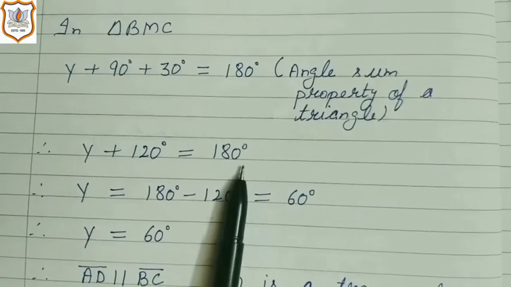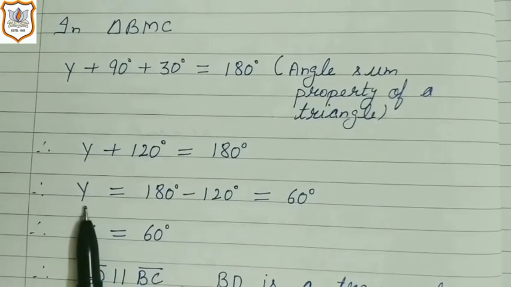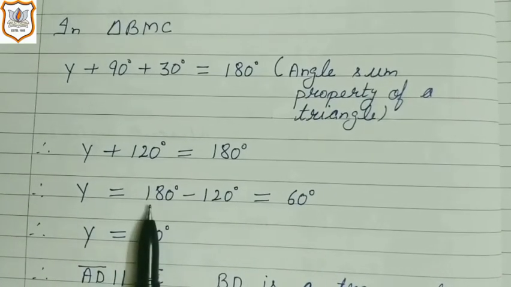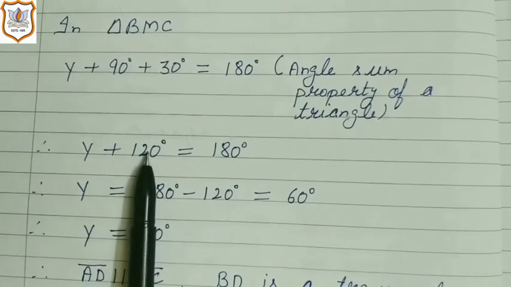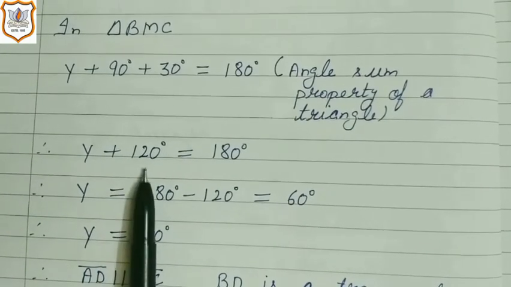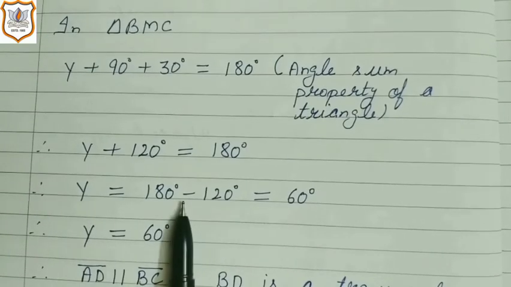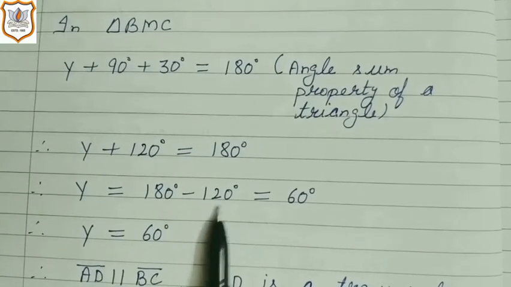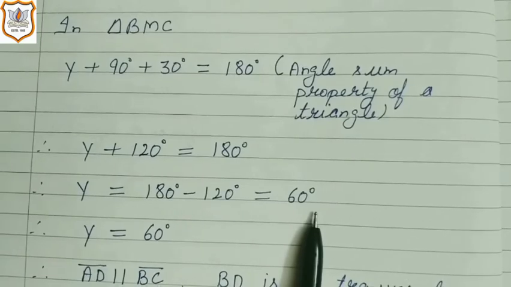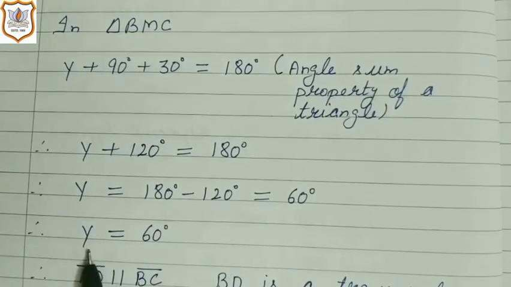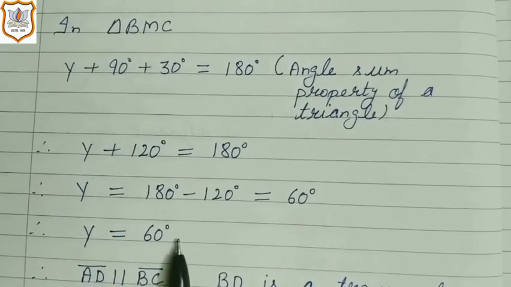Now we will find the value of y by using the transposition method. We shift 120 to the right hand side. So we write y is equal to 180 minus 120 is equal to 60 degrees. So we get the value of y is 60 degrees.